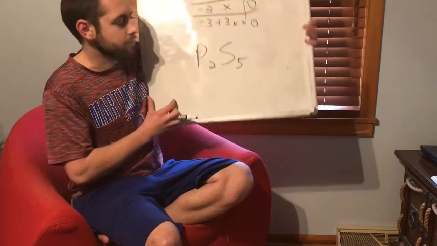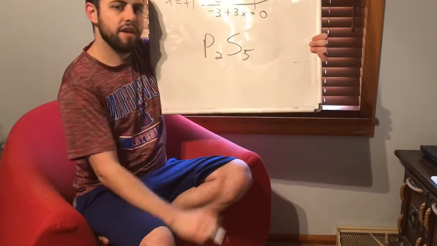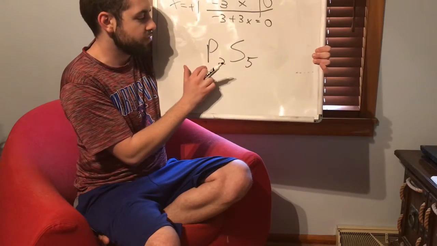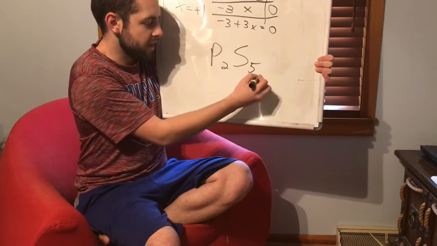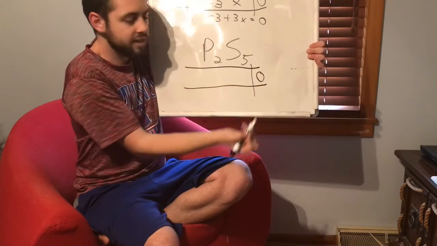Let's try this last one. I got P2S5, and we know from our nomenclature that this is diphosphorus pentasulfide. Diphosphorus pentasulfide. Let's solve. Trying to get to 0.